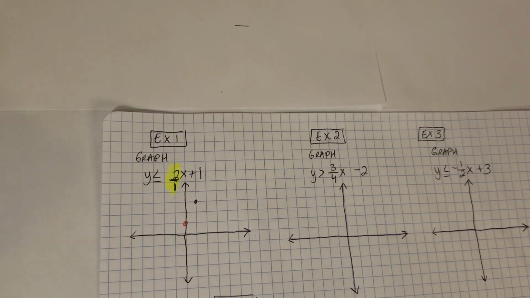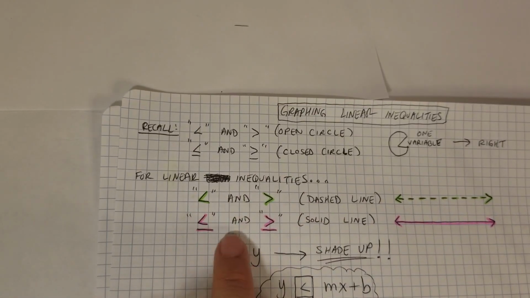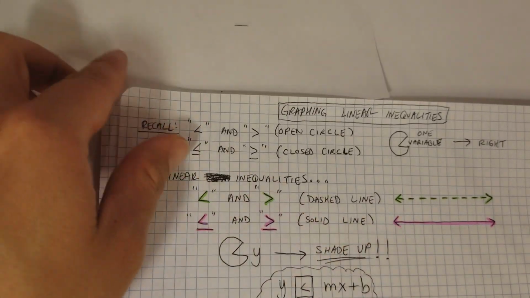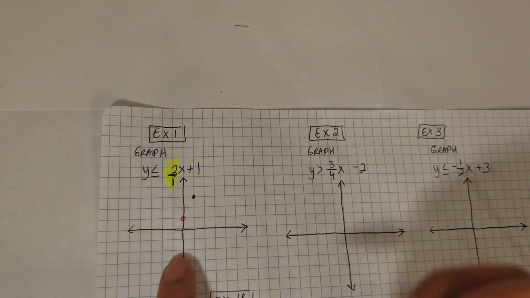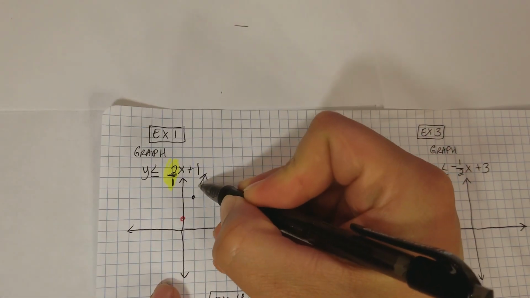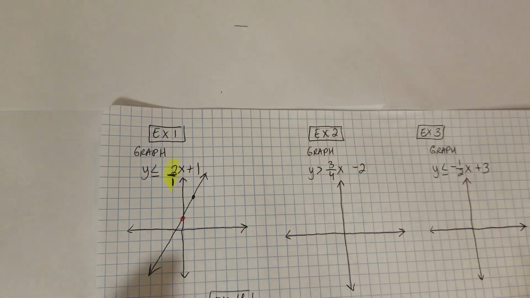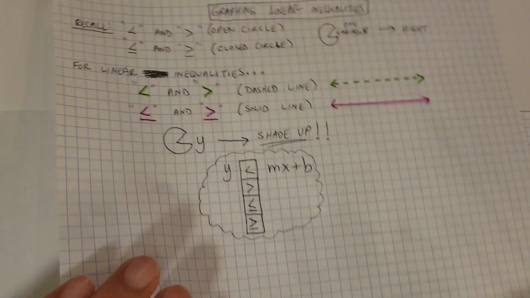So we have to look, are we going to draw a solid line or a dashed line? Well, if you look at the rule, when we have the little line under it, it's going to be a solid line. So in this case, we're going to have a solid line. So feel free to connect the dots with a solid line. And then lastly, we have to figure out, do we shade above the line or below the line?